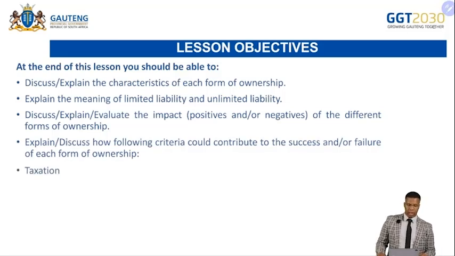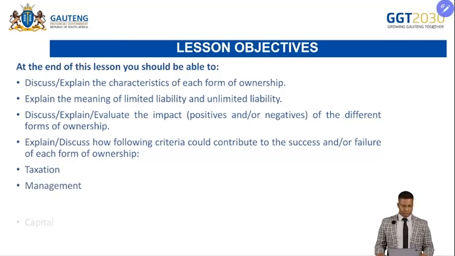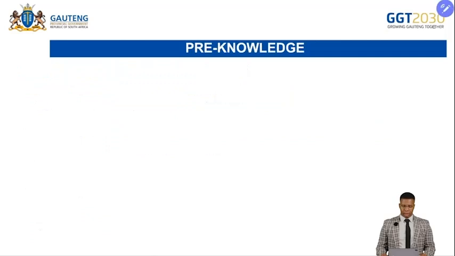Those criteria would be taxation. We will look into how taxation can contribute to the success or failure. We'll also look into how management can contribute to the success or failure, together with capital, to say how capital can also contribute to the success or failure of each form of ownership, together with division of profits and legislation or legal requirements. But the first part is to look into the issue of limited liability and unlimited liability.